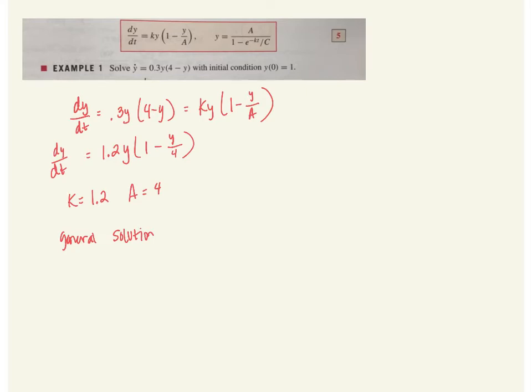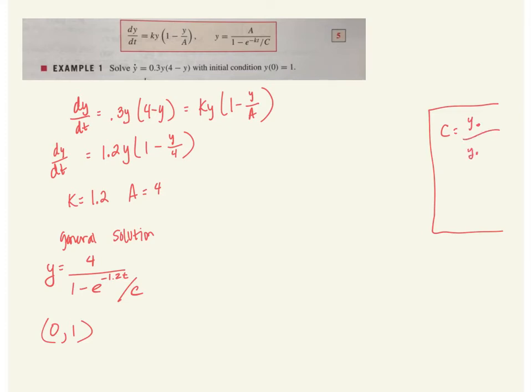Our general solution is y equals 4 divided by 1 minus e to the negative 1.2t divided by c. That is that unknown constant that we need to solve for. We are given an initial condition of (0, 1) as our ordered pair, and that allows us to solve for c. The textbook walks us through this optional method using the fact that c is going to equal y sub 0 over y sub 0 minus a.